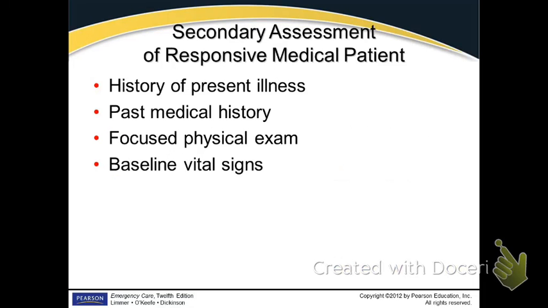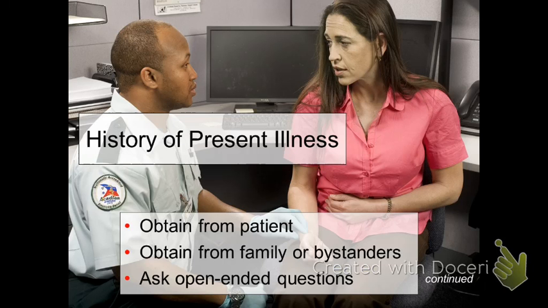So we look at it on a responsive patient that sort of goes down through the SAMPLE. You get a history, a past medical history. You focus in on the physical exam. So if they're having chest pain, there's no reason to focus in down on the feet. You still look at the feet, you still check distal pulses. But when it's a focused physical exam, you focus more on what the problem is, what the chief complaint is. And then always get a baseline set of vital signs in both of them.